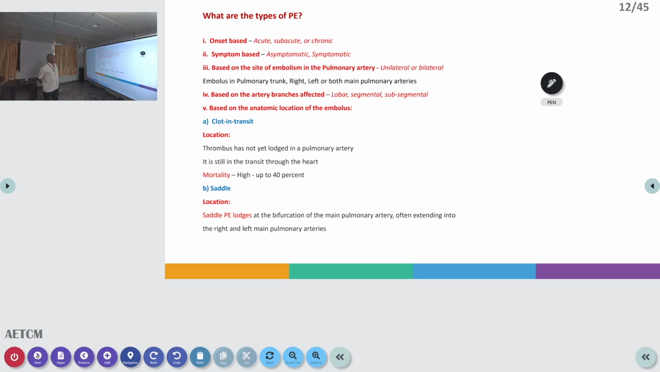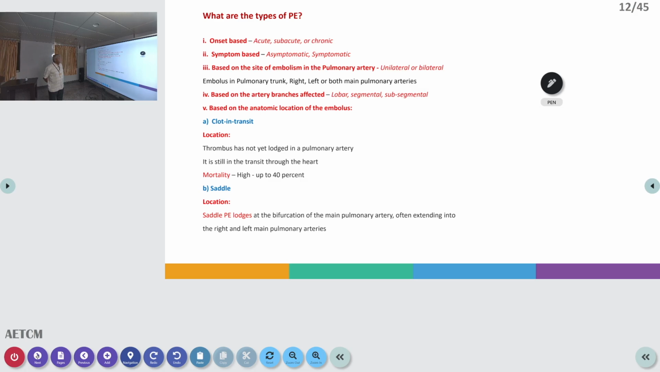Coming to the types of pulmonary embolism, based on the onset it may be either acute, subacute or chronic. Based on the symptoms, some emboli may be symptomatic, some may not have any symptoms. Based on the site of the embolism in the pulmonary artery, the right main branch or left main branch or both branches might be blocked. That is, embolus in the pulmonary trunk, right, left or both main pulmonary arteries, and going further, smaller lobar, segmental and subsegmental pulmonary embolism.